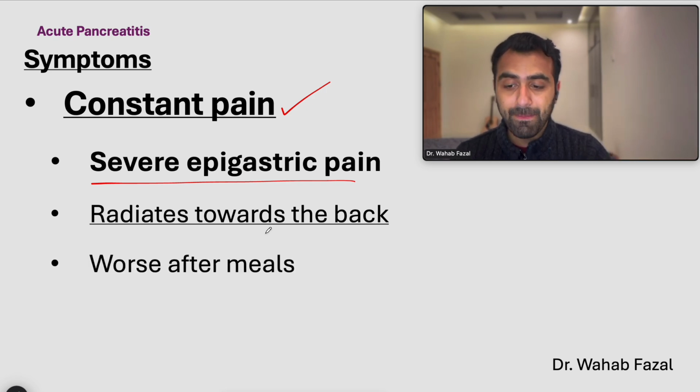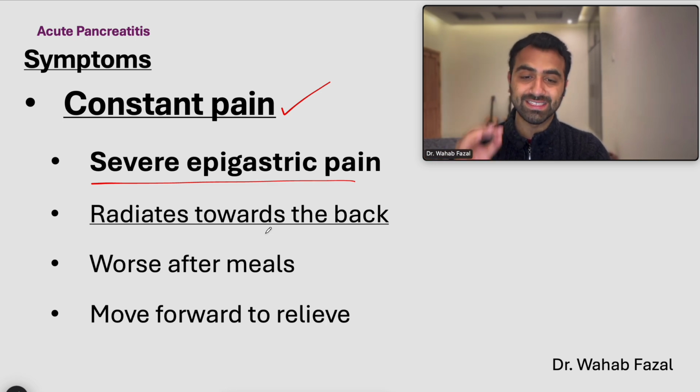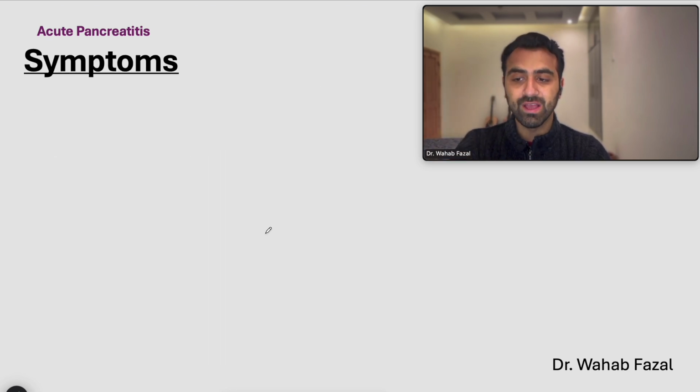and it's worst after meals, and when I sit up and move forward, it gets relieved. This constant stabbing pain is characteristic of acute pancreatitis. Remember, severe epigastric stabbing pain that goes from the front to back for acute pancreatitis. What else can you have?